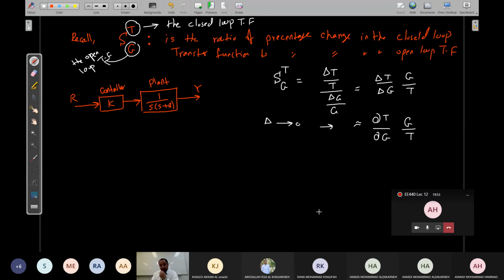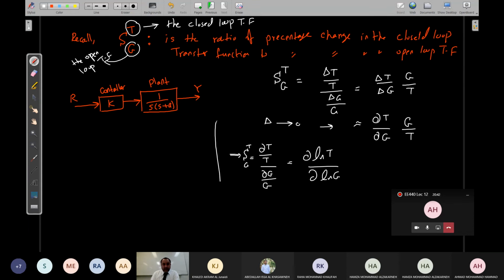Good. So again, we can write this one as partial T over T. This is the S_G^T equal to partial T over T over partial G over G. And this actually can be read as partial ln T by partial ln G, correct? If I need to do the partial ln T, it will be partial T over T. And if I need to do the partial ln G, it will be partial G over G.